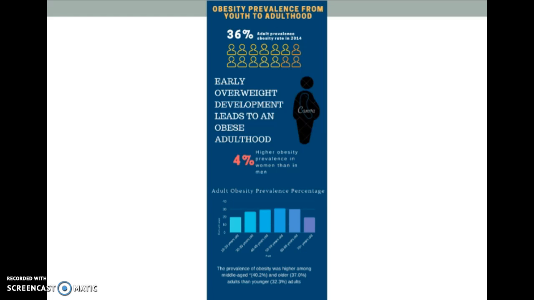Interestingly enough, the people that have a higher prevalence of obesity are those in the middle age. If you were considered overweight or obese as a child, then your prevalence of being overweight and obese as a middle-aged adult actually increases as well. And so that prevalence is anywhere between 40.2% to 37% in comparison to 32% in young adults.